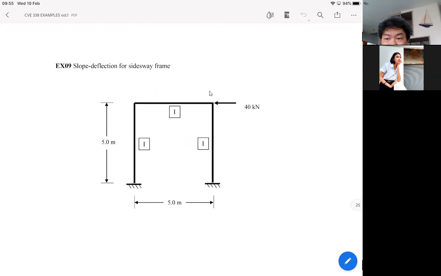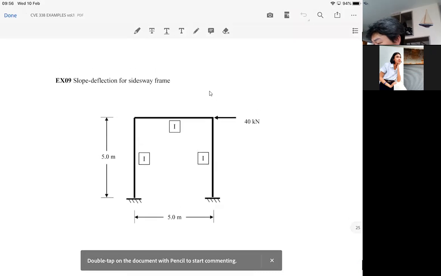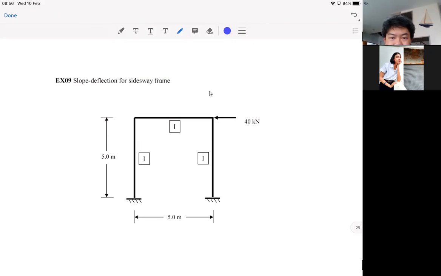Remember the last time I said that when you have a frame, you don't have sidesway when two things occur. First, your frame is sufficiently laterally braced. The second is your frame is symmetric and it also has a symmetric loading condition. In a case like this, you see that your frame is symmetric, but the load is not, because the loading comes in like this, so the loading is not symmetric. That means your frame is going to sway.